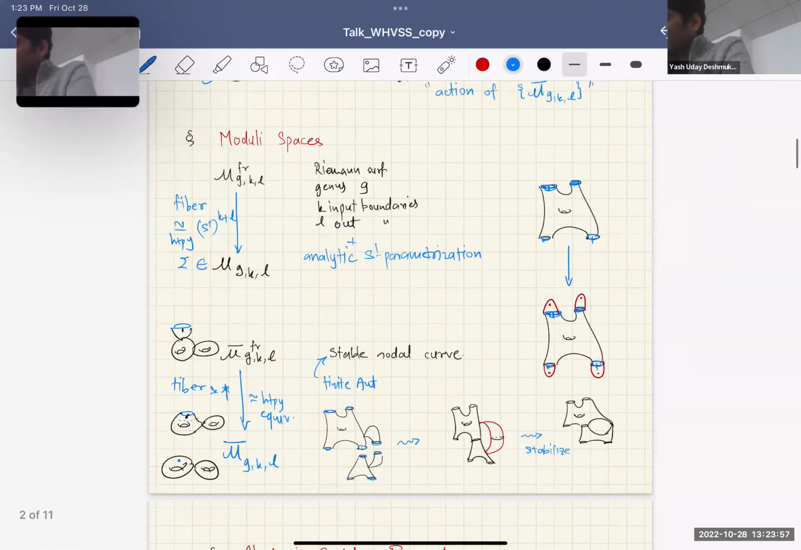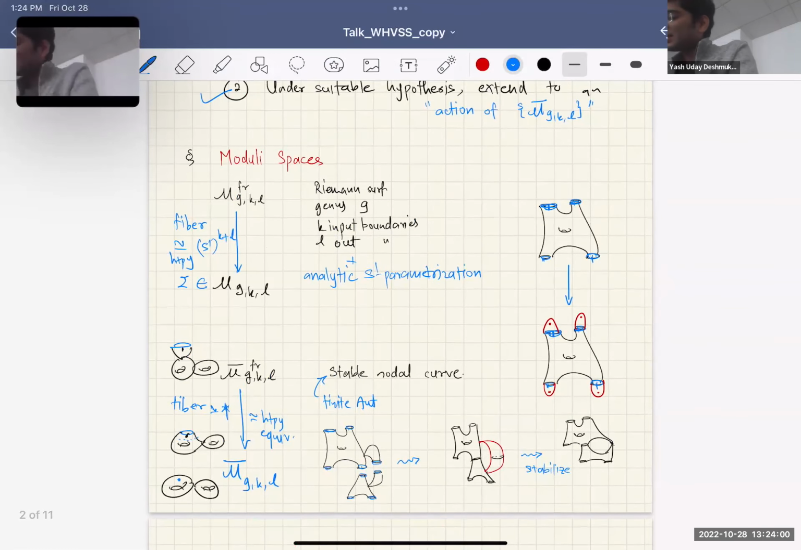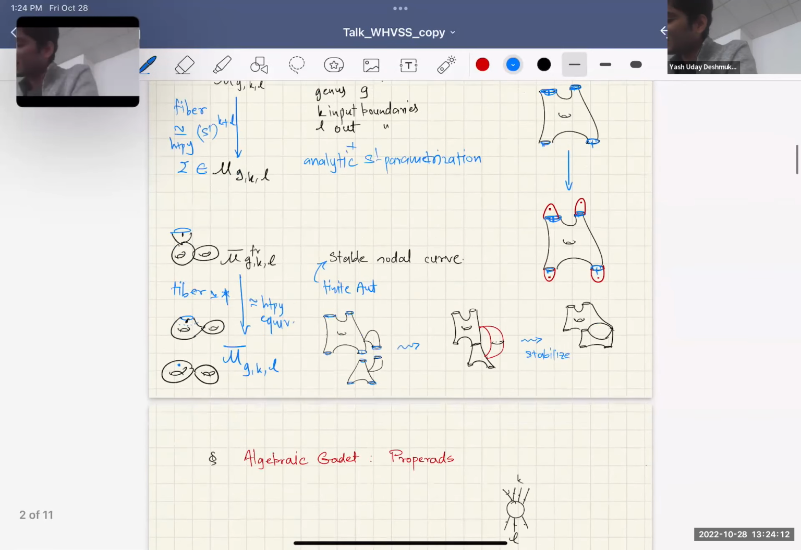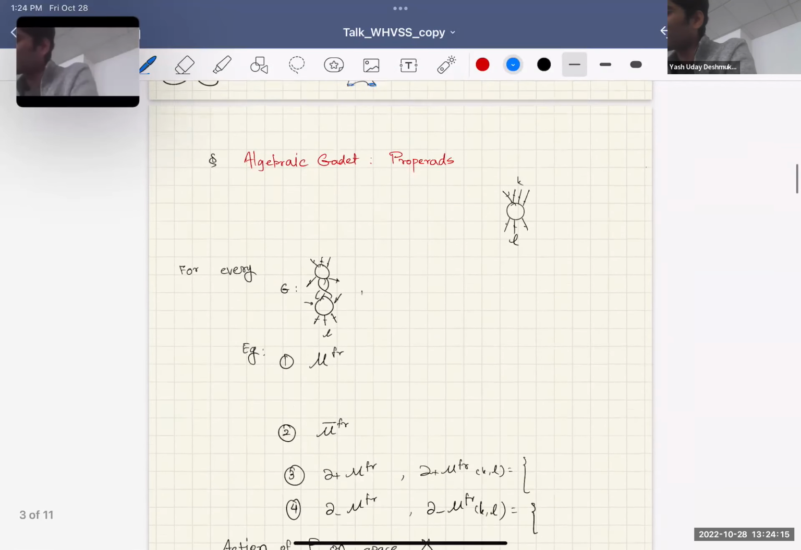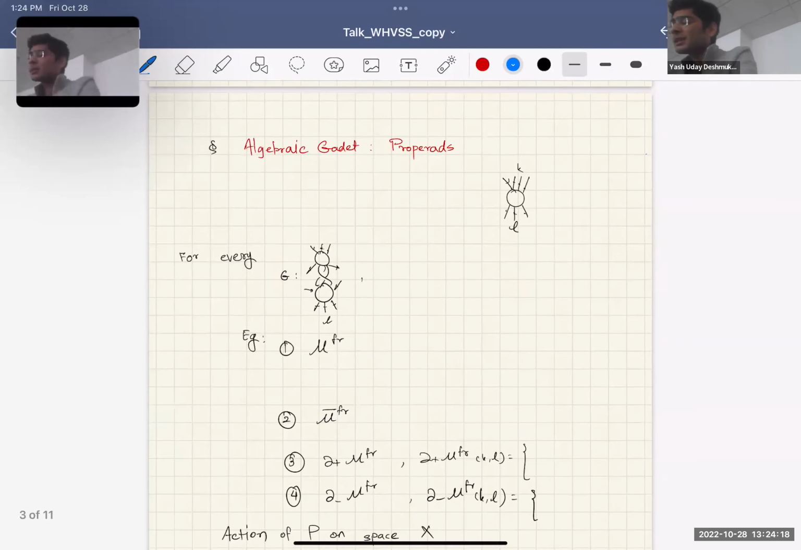Okay, so as you might have noticed, I've started talking about gluings of these Riemann surfaces, and this is the algebraic structure we are trying to capture. The algebraic gadget we use to do this is called props. So props are somewhat classical, somewhat well-studied objects in algebraic topology. And if you are familiar with operads, props are just generalizations of operads, which allow for operations which have multiple inputs and multiple outputs. So operads correspond to operations which only have multiple inputs and a single output, but props allow multiple inputs and multiple outputs.